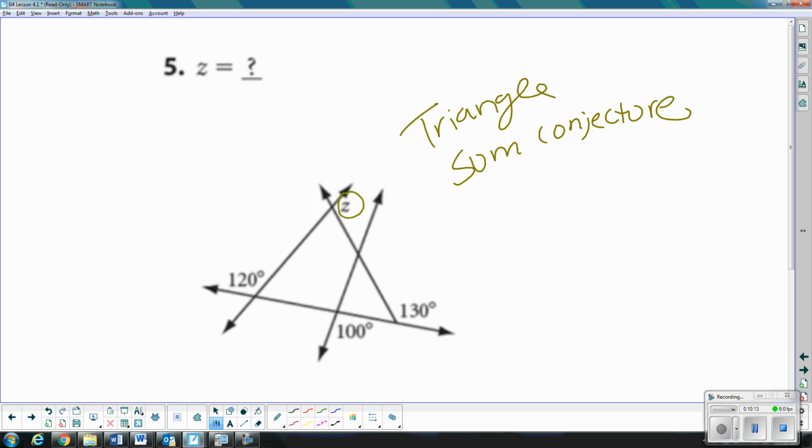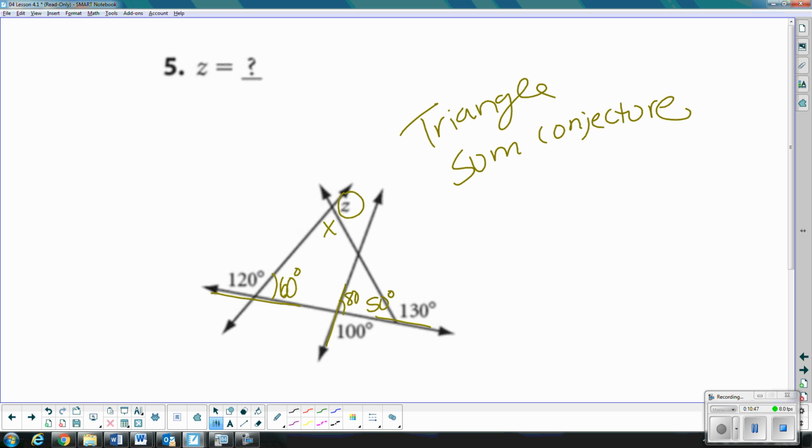We know this angle right here. 120 is the exterior angle. We know that this forms a linear pair. So this angle here is 60 degrees. We don't know this angle, let's just call it x. And we know this angle here is 80 degrees because this forms a linear pair. And this also forms a linear pair. So this is 50 degrees. Okay, so that's basically what's given to us.